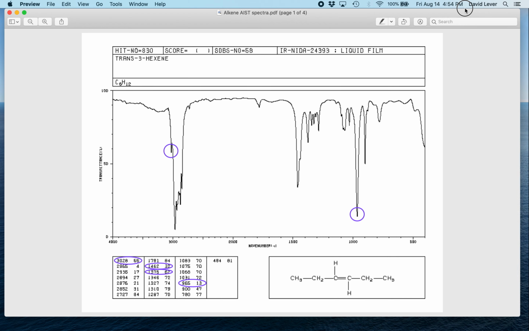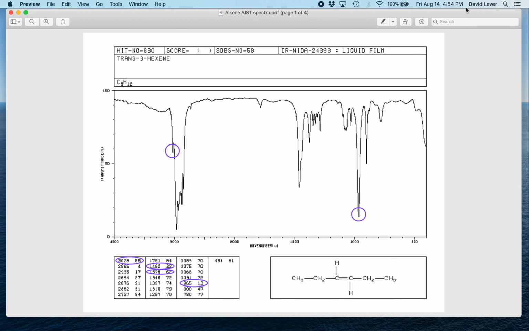Got two additional IR videos that I want to show you, and this first one is going to focus on the alkene region and what we can determine about the substitution pattern on an alkene. These spectra are all taken from the AIST database.